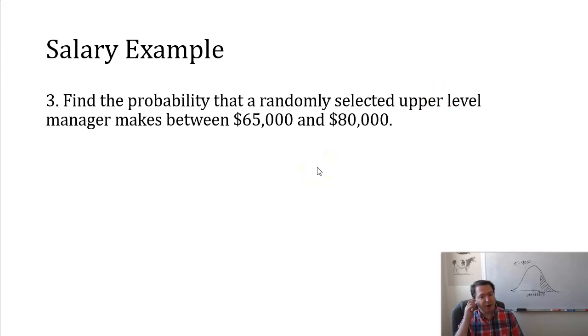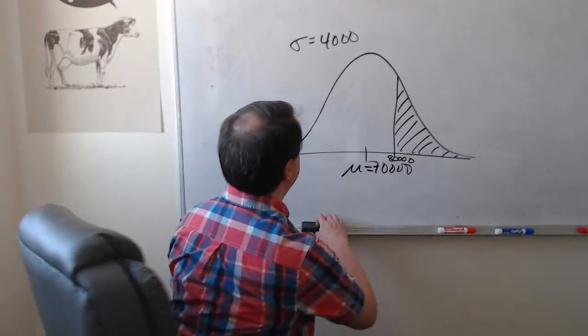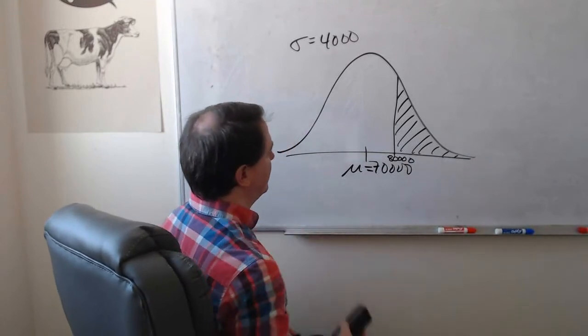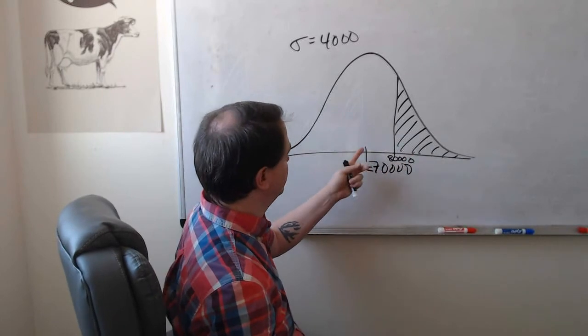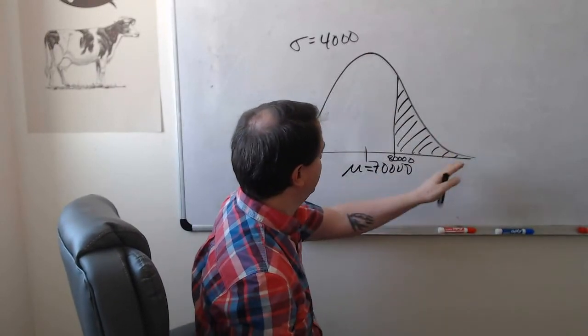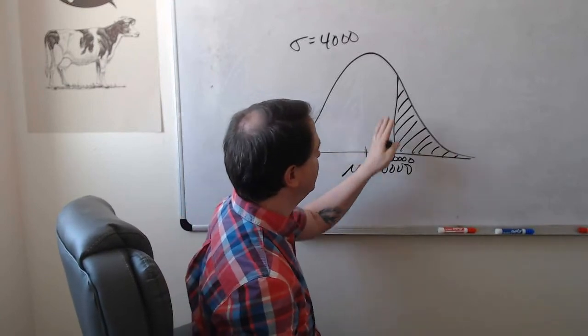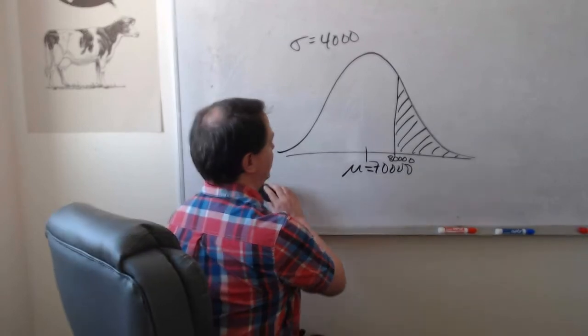So now we want to find the probability that we've got one of these managers that makes between 65,000 and 80,000. Okay. Again, I just want to draw a picture for myself to make sure that this all makes sense. One of the things we should be checking is, for example, with this picture I drew, since right at this line, half would be to the right and half would be to the left, I at least know that this probability better be less than a half.